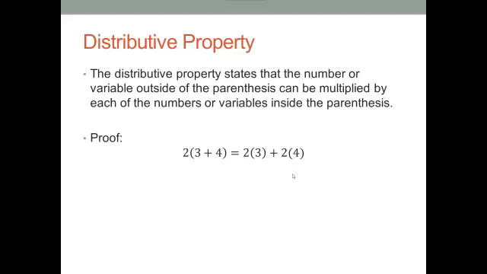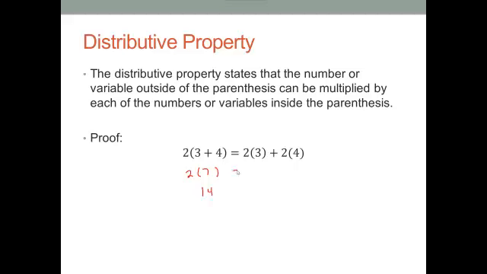The distributive property states that the number or variable outside a set of parentheses can be multiplied by each of the numbers or variables that are inside the parentheses. Normally when using the order of operations, in this particular problem here, we would add first and then multiply by 2. So let's do that. 3 plus 4 is 7. 2 times 7 is 14.